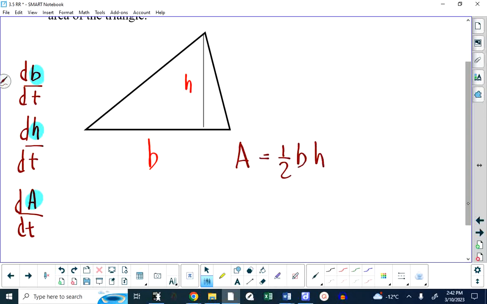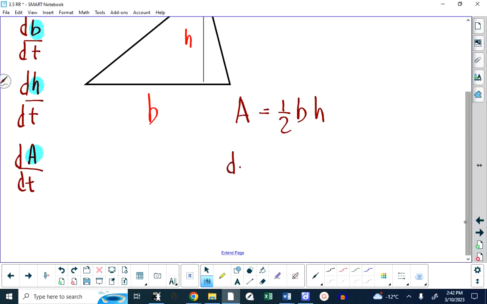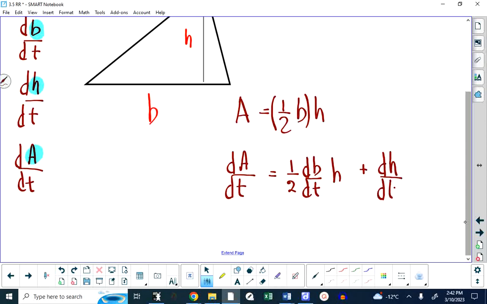And by the way, I didn't photocopy it for you today, but you will get a formula sheet that's just geometry formulas. You don't have to know these. So let's differentiate. dA/dt equals, well, I need to use a product rule here. The derivative of 1/2 the base is 1/2 dB/dt times the height, plus the derivative of the height, which is dH/dt, times 1/2 the base. Derivative of the first times the second, plus first times derivative of the second.